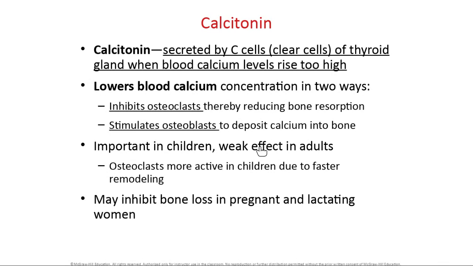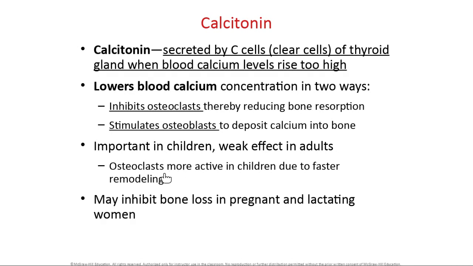it really has a weak effect in adults. All right. The main homeostatic control of calcium in adults is going to be parathyroid hormone. All right, because it's much more often going to be the case that in an adult, we're going to temporarily have a low blood calcium. Okay. So calcitonin does have a weak effect in adults, and it plays a little bit larger of a role in children.